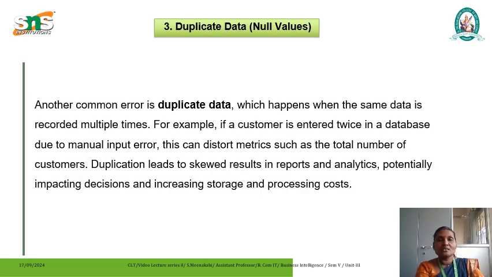Then the third kind of error is called duplicate data. Now, another common error is duplicate data. This happens when the same data is recorded multiple times. In certain cases, we enter a customer into the database twice due to manual input error. This can distort metrics such as the total number of customers. When we have a particular customer's name more than once, it will create a difference in the total number of customers. So duplication leads to skewed results in reports and analytics, potentially impacting decisions and increasing storage and processing costs.